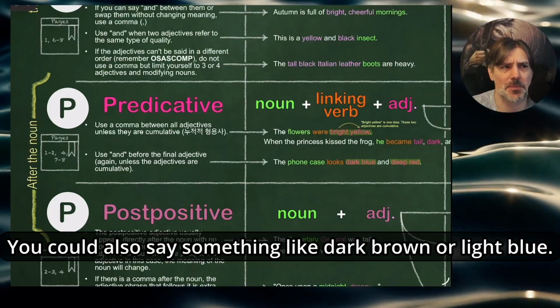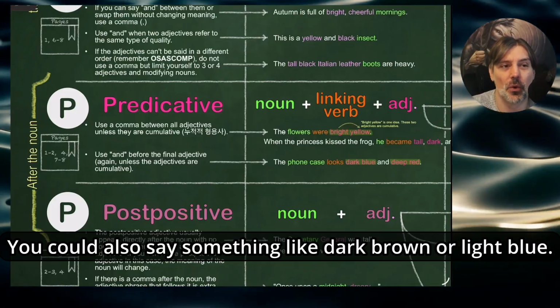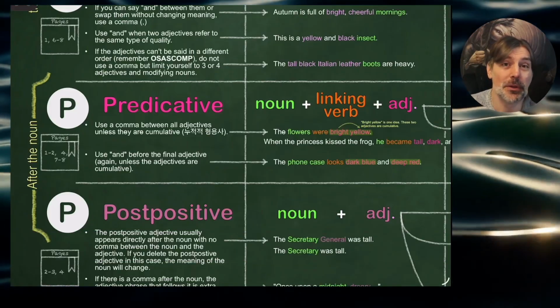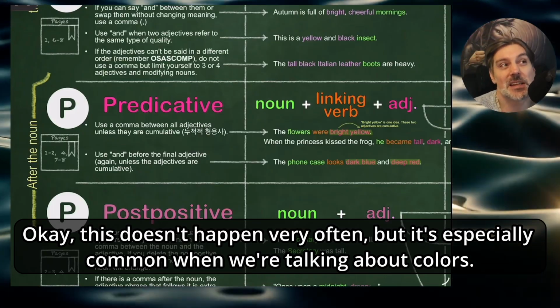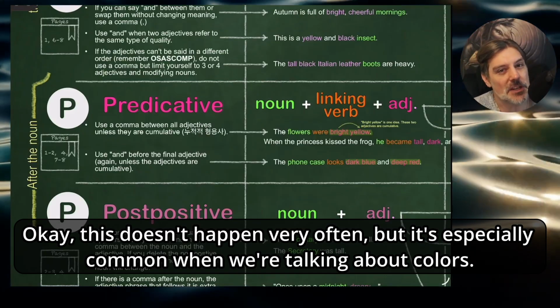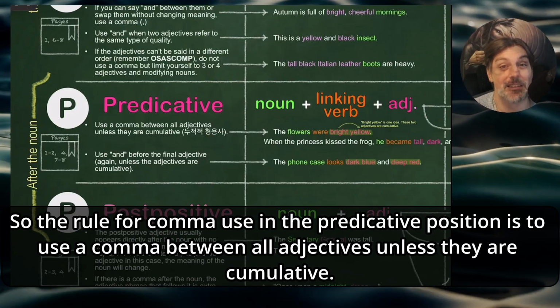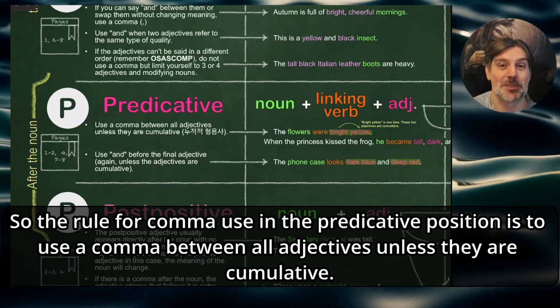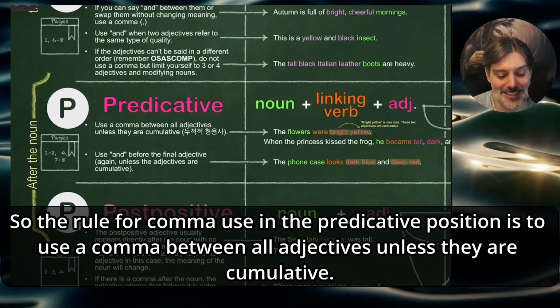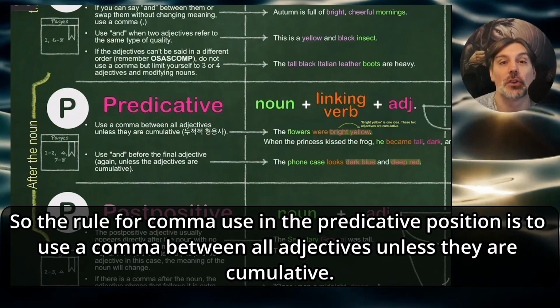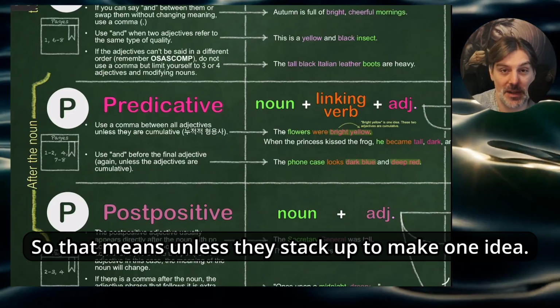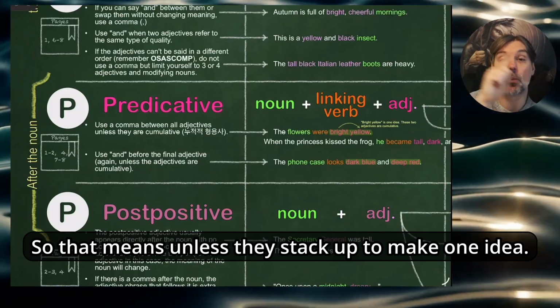You could also say something like dark brown or light blue. Okay? This doesn't happen very often, but it's especially common when we're talking about colors. So the rule for comma use in the predicative position is to use a comma between all adjectives unless they are cumulative. So that means unless they stack up to make one idea.